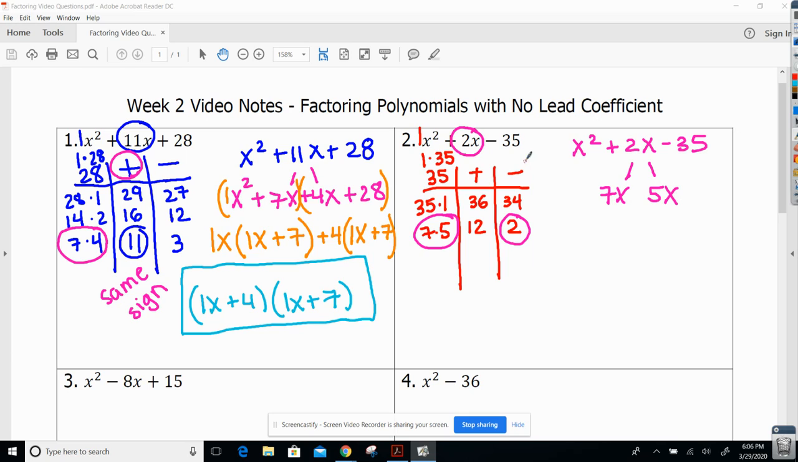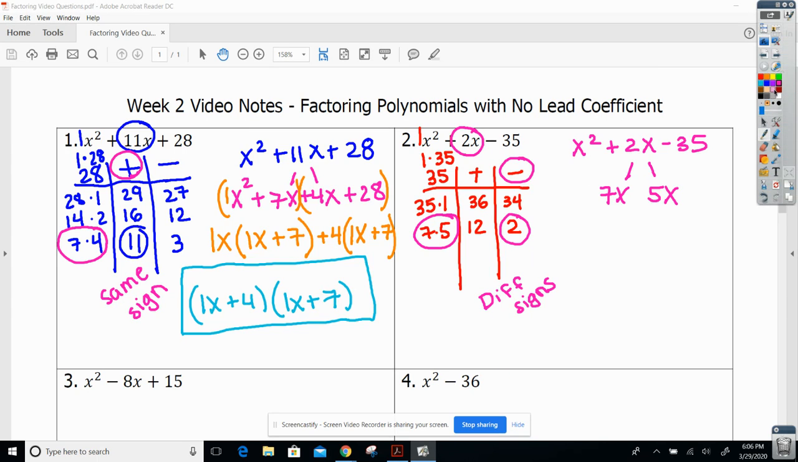What's different this time is that it now falls under the minus column. So all that means is we now have different signs. Last time we had the same sign. This time we have different signs. Doesn't tell us what the signs are, just that they're different. So what we're going to do now is figure out what those signs are.